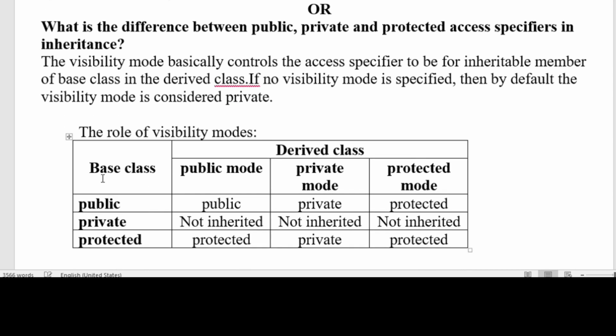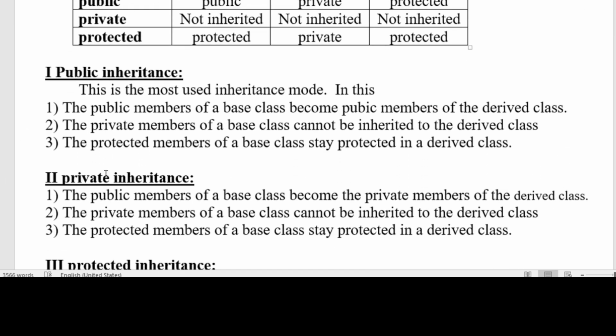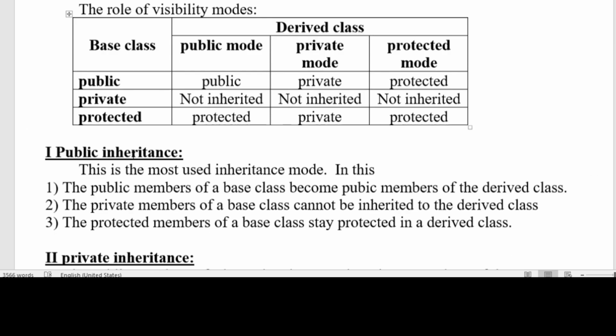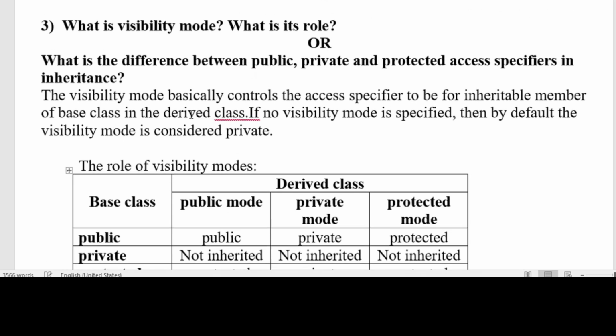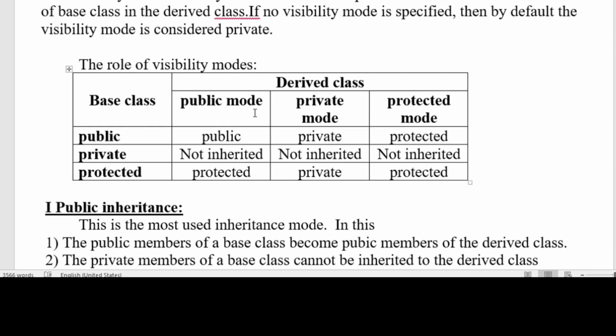So here you need to learn this table and you need to learn these points. So it's better you learn these points. Visibility mode controls the access specifier. So the different visibility modes are public, private and protected. So this diagram is very simple. Private members are not inherited, always.